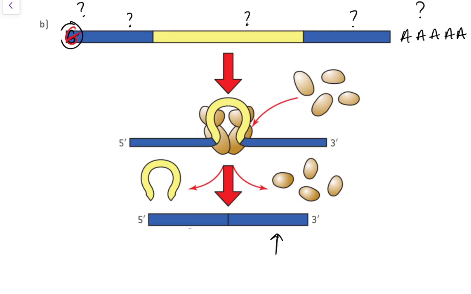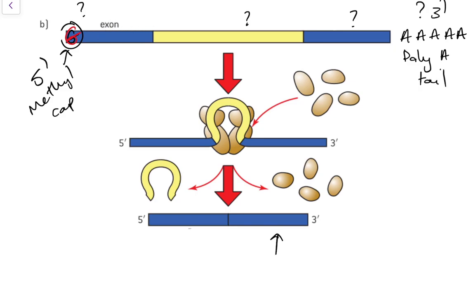Okay, well, this end with the methylguanosine, this is the 5' methyl cap. And this is the 3' poly A tail. And then this region here, it's the thing that's being kept at the end, so that's the exon. And this bit here is being looped and held by these bean-like things, to be removed. So that's the intron.